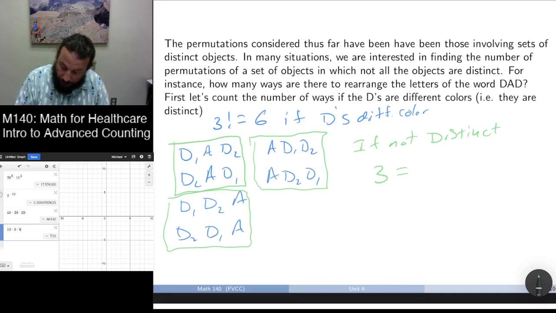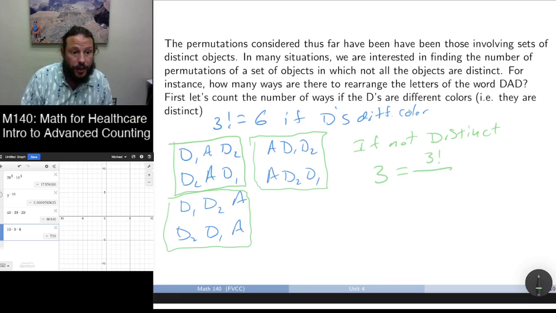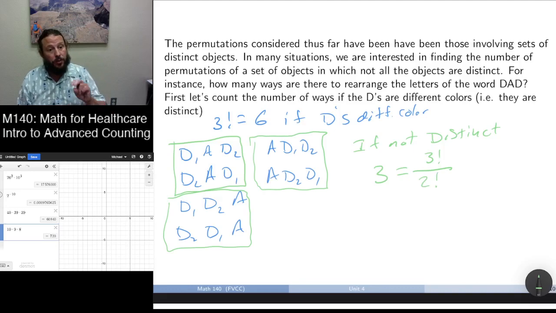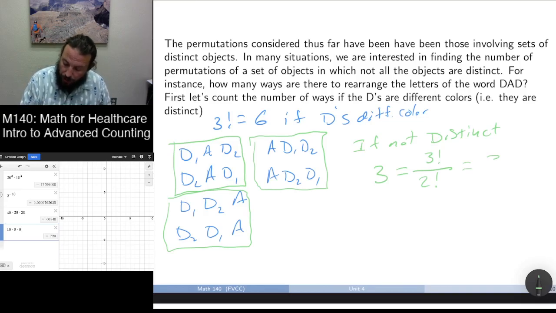In general, when you move, you don't have to do this every time. This is explaining where our formula comes from, which will be on the next slide. In this case, we have 3 factorial total, and then for each one of those, there's a double up, so we divide by 2 factorial. That 2 is really coming from the 2 D's that are the same. And so this, of course, comes out to be 3.